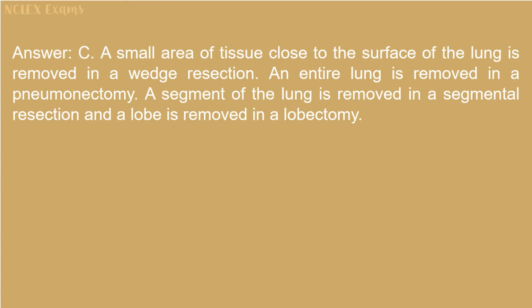Answer C. A small area of tissue close to the surface of the lung is removed in a wedge resection. An entire lung is removed in a pneumonectomy. A segment of the lung is removed in a segmental resection and a lobe is removed in a lobectomy.